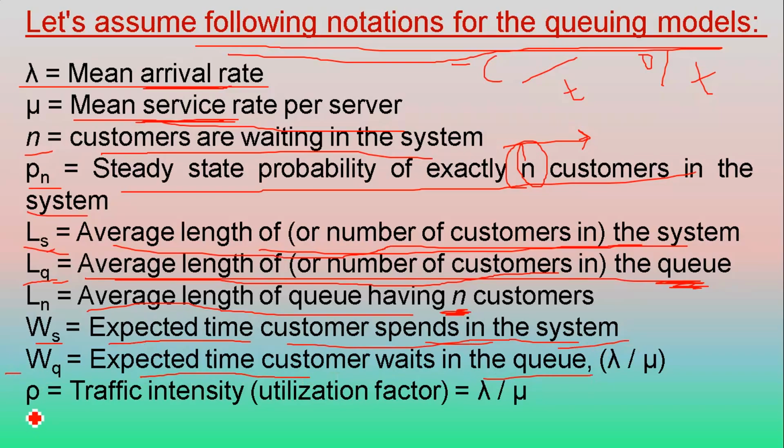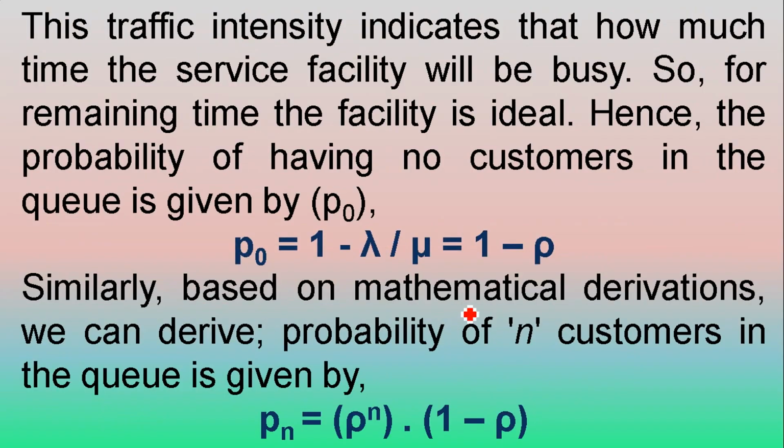Then last is traffic intensity, that is rho. This is not p, this is actually rho, right? That is the utilization factor, or it is also indicated by lambda by mu. These two are the same, right? Rho is equal to traffic intensity. That is the ratio of arrival rate, lambda, to the service rate, mu, right? So these are some of the notations. Let us move to the next slide.